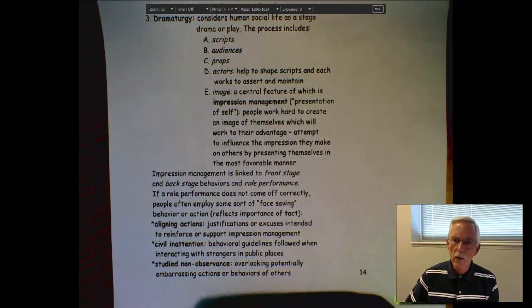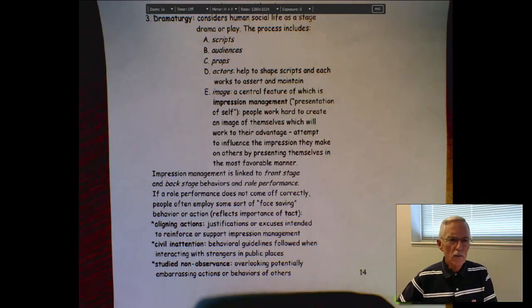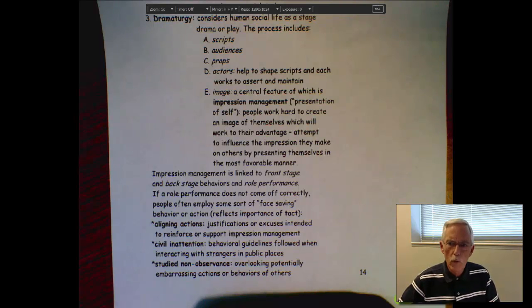And something else you want to bear in mind, the importance of tact. Most of us don't want to embarrass folks. We don't want to put them between the proverbial rock and a hard place. Embarrassment impacts everybody. It makes everyone ill at ease. So if somebody drops the ball, screws up, commits a faux pas, we tend to recognize, hey, next time that could be me. So we tend to go out of our way to work together to ease away as much as possible any embarrassment. We just, again, tend to overlook potentially embarrassing actions or behaviors of others.